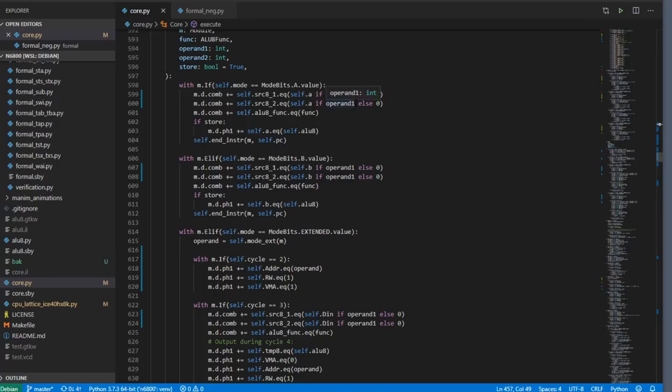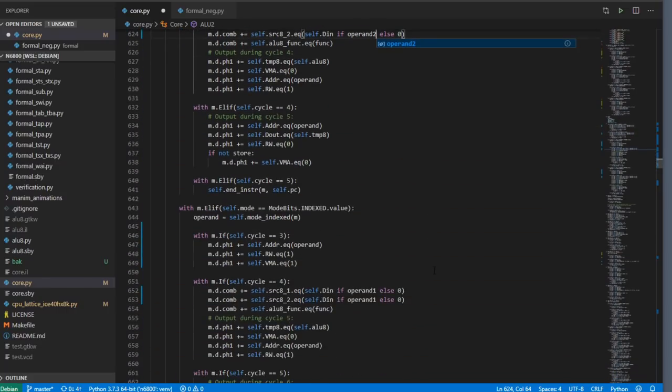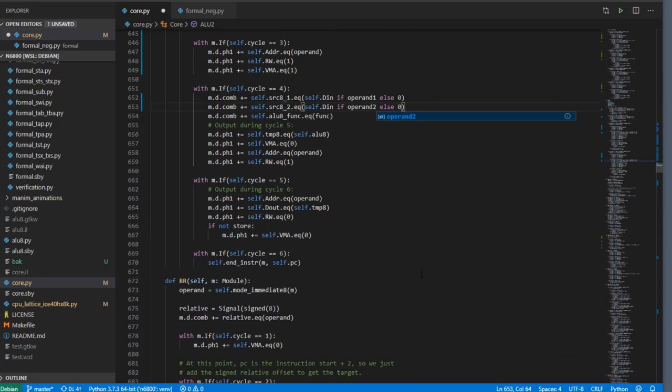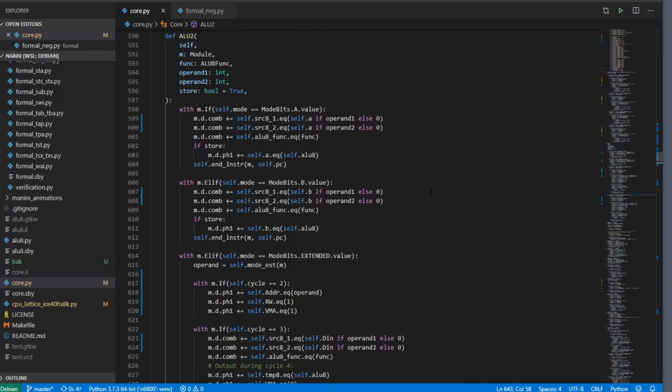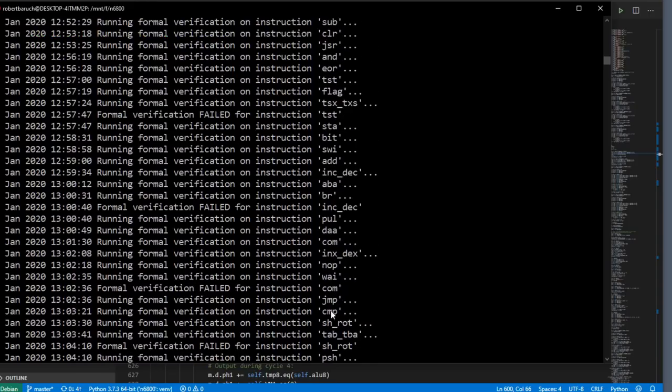Okay, do you see the error? Yep, that was supposed to be operand 2. So that probably saved a few gates. Maybe not a whole lot of gates, but maybe a few. In fact, I would like to synthesize this and see how many gates I've lost. So that explains basically negate, test, and com, I believe.